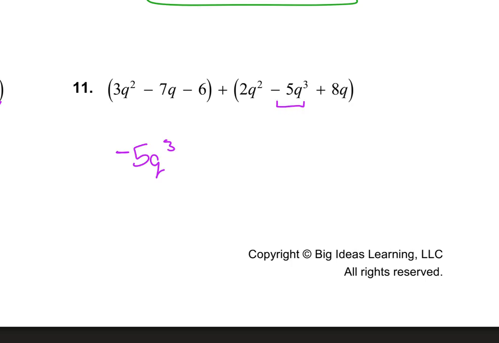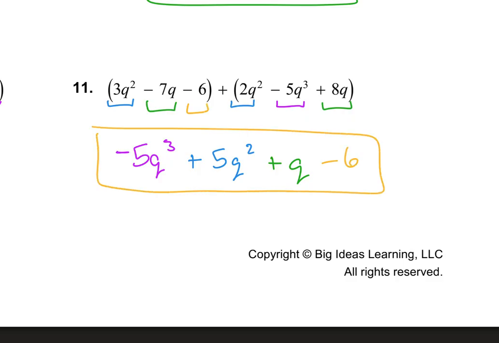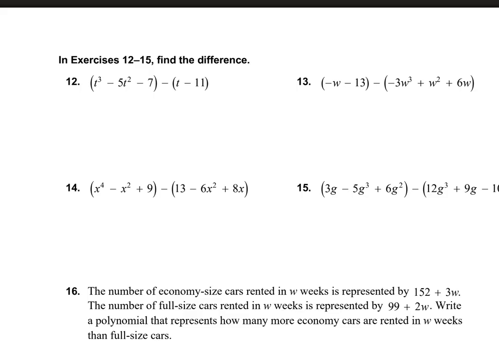So let's keep going, changing colors here. 3q squared plus 2q squared is plus 5q squared. Negative 7q plus 8q, that's just plus q. And then negative 6 has no one to match with. That's just done.